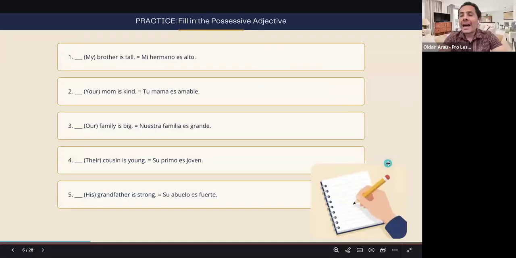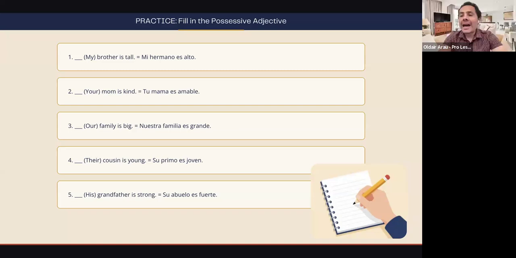Let's continue. All right, here it says, my brother is tall. My, first person, mi hermano es alto. Your mom is kind. Tu mamá es amable. Our family is big. Nuestra familia es grande. If you can repeat after me. Nuestra familia es grande.